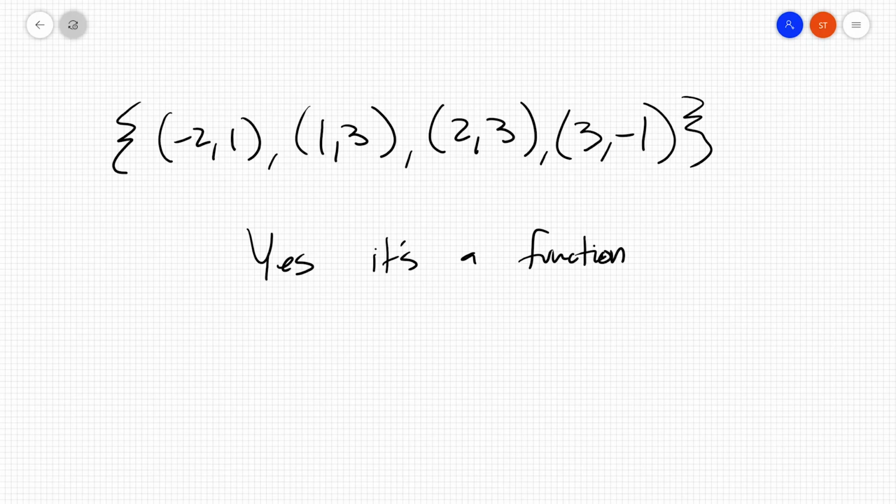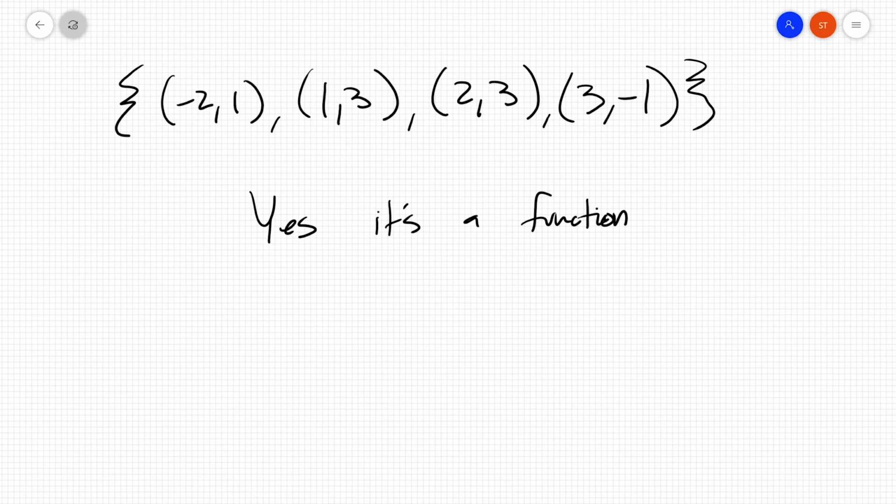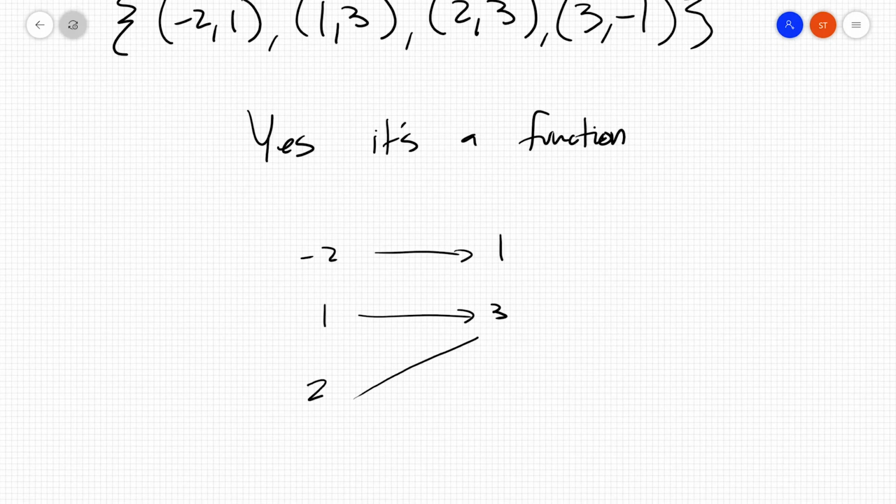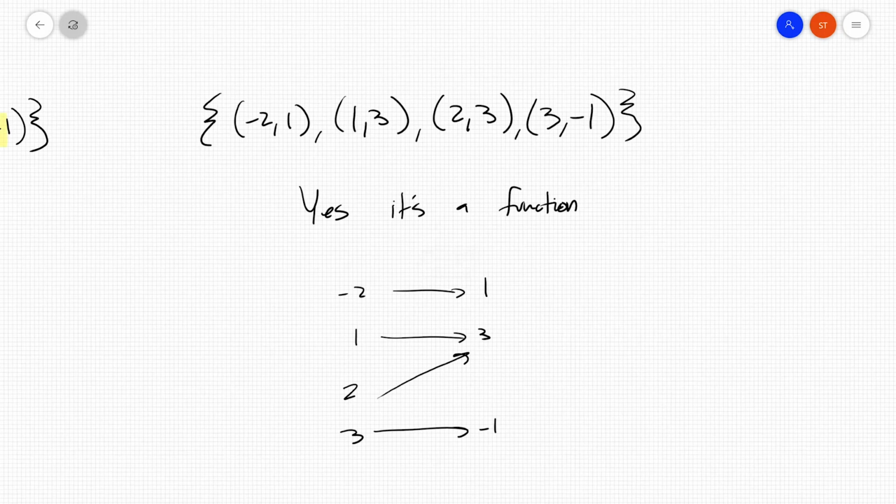This time, we've got no evil two-headed arrows. If I was going to draw this like a map, -2 would point at 1, 1 would point at 3, 2 would also point at 3, but we've talked about how that's okay, and 3 would point at -1. Each input has exactly one output, so it fits the definition of a function.